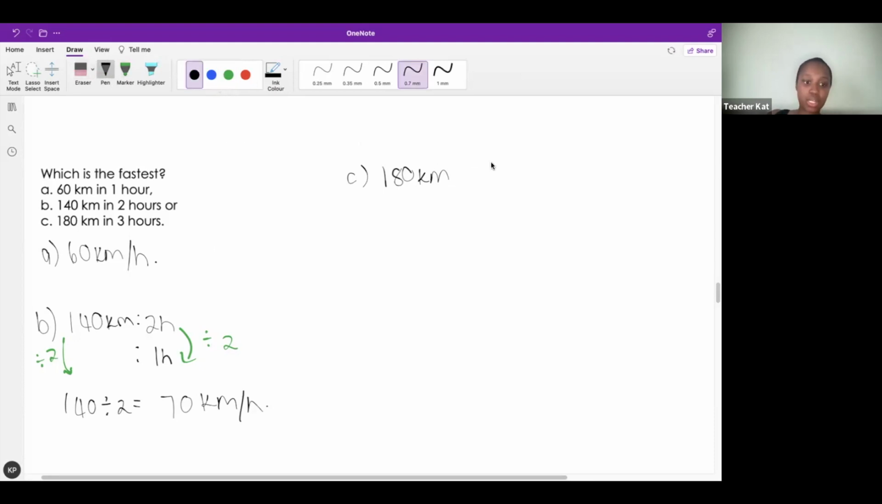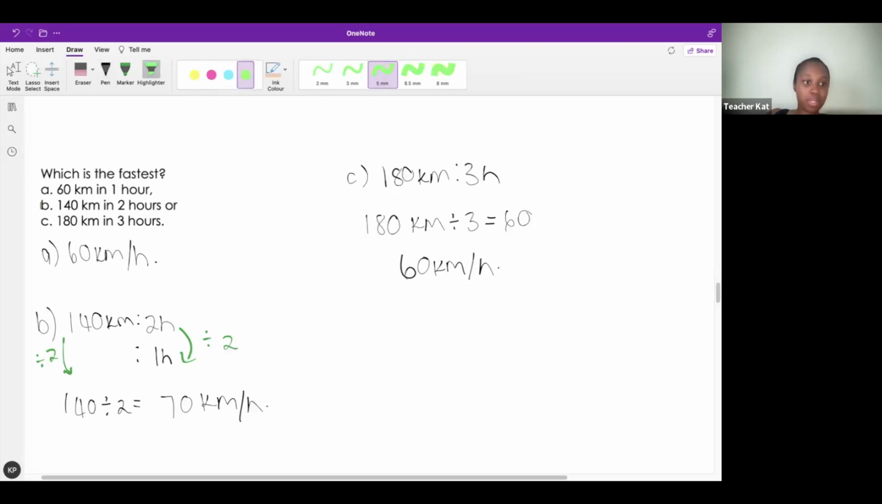Nice, Logan. For 3 hours. So to know for 1 hour, I need to say 180 kilometers divided by 3, which means I'm traveling at 60. So then my speed is 60. So which one is the fastest? It turns out number A and number C are actually exactly the same. So which one is the fastest between these 3? That would be B, which is traveling at 70 kilometers an hour.